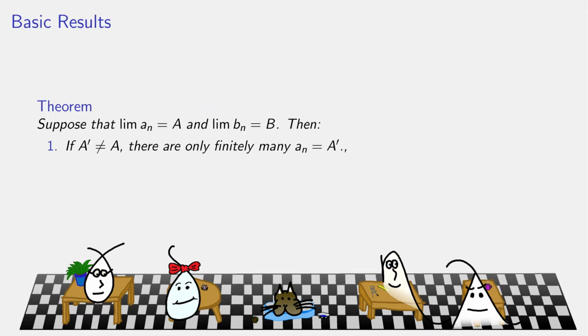We're going to start with what I call some basic results, not because they're easy, but because they form a basis of a lot of stuff we're going to do later. Suppose that the a_n have limit capital A and the b_n have limit capital B. So not only do the sequences converge, but we've given names to the limits, A and B respectively.